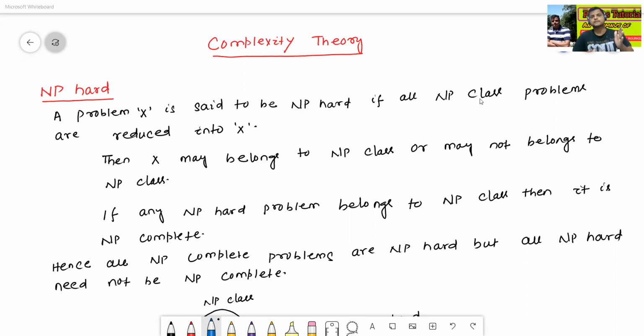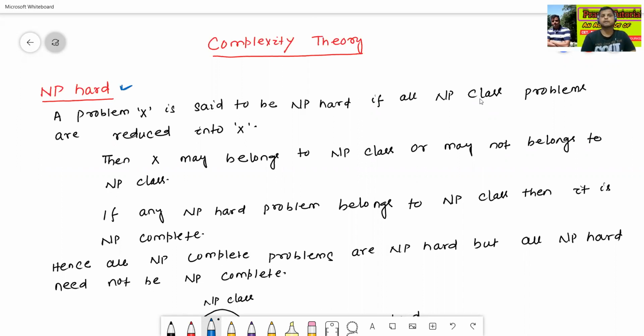In today's class, we will discuss the remaining part of complexity theory. In the previous class, we already discussed the P class and NP class, but in this class, we will discuss the NP hard problems and NP complete problems. First, we will see the NP hard problem.